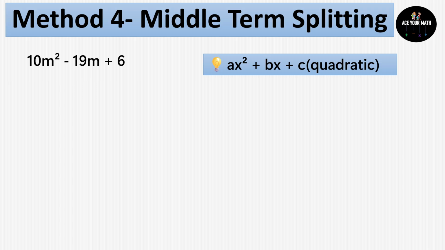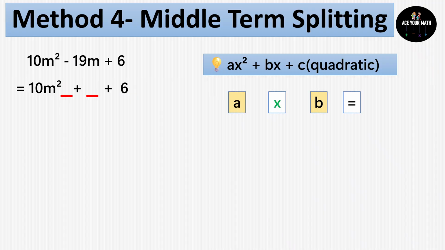Now what is the middle term here? If you see, the middle term is minus 19m. So what we are going to do, we are going to split this into two parts. How do we split it? See, you will consider two numbers a and b such that when you take the product of those two numbers, you should get 60.